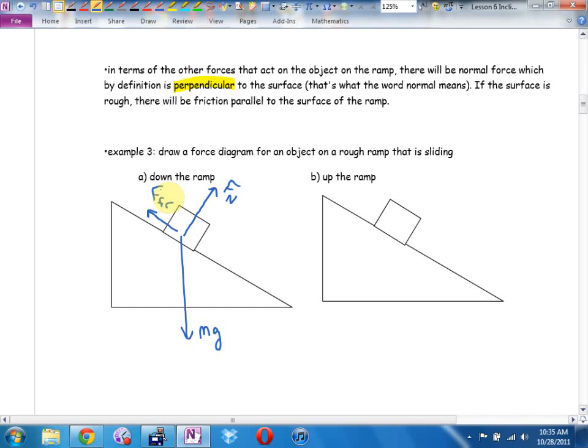What about sliding up the ramp? Well, what are the forces acting on this? Get the obvious ones. Absolutely. What else? A normal force at a 90 degree angle. Which way would friction be acting this time? Downwards.